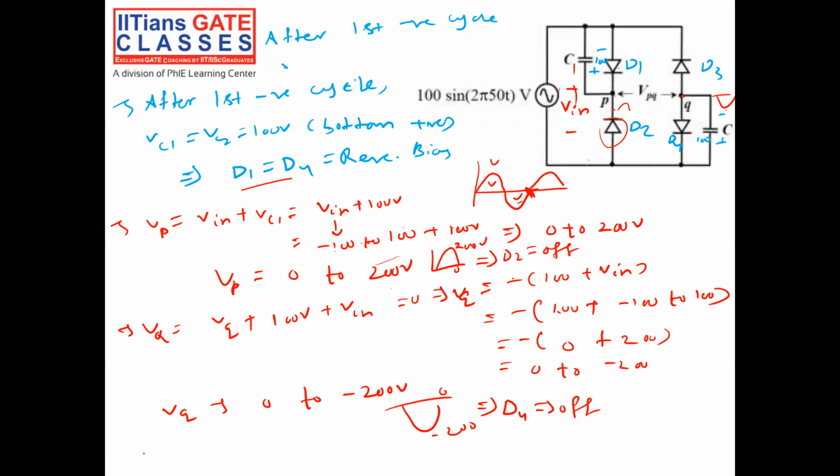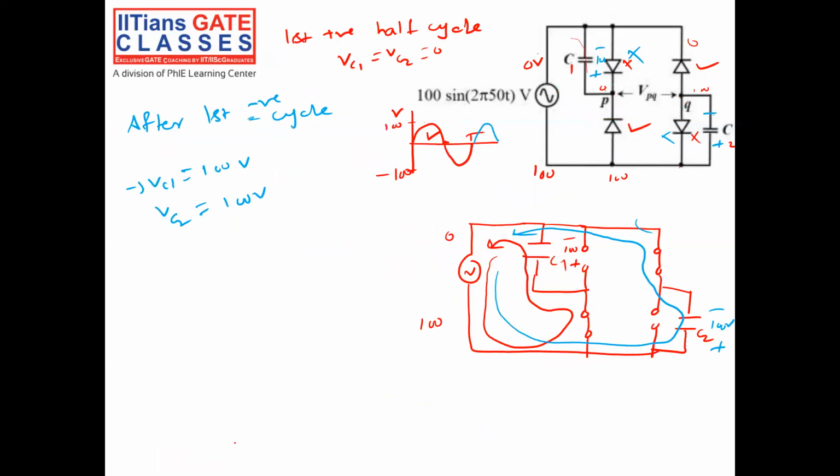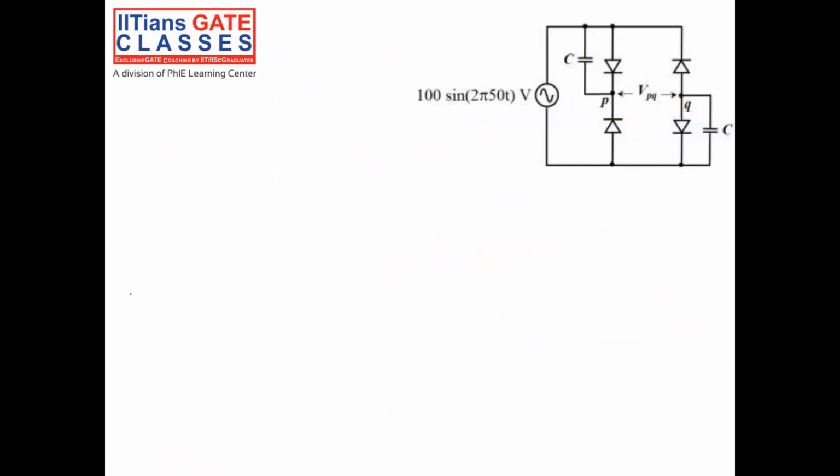So let me summarize here. After the first cycle, means positive and negative, all diodes will be off.